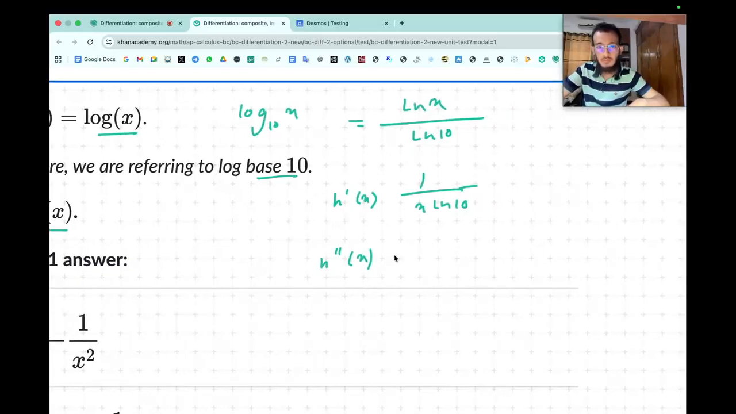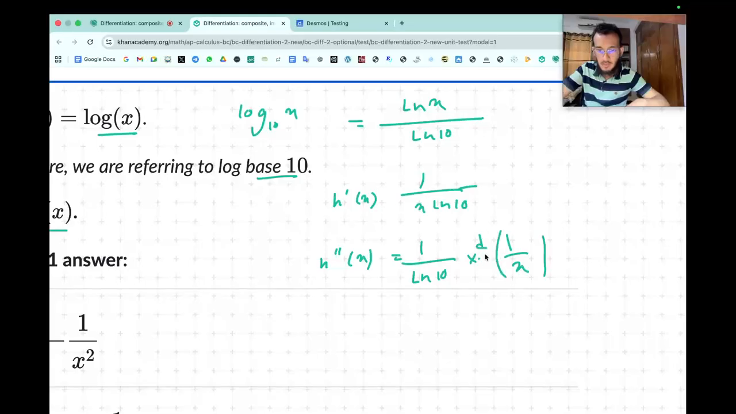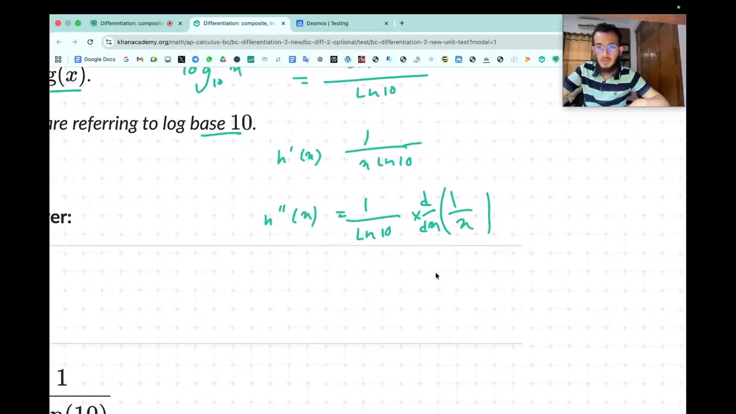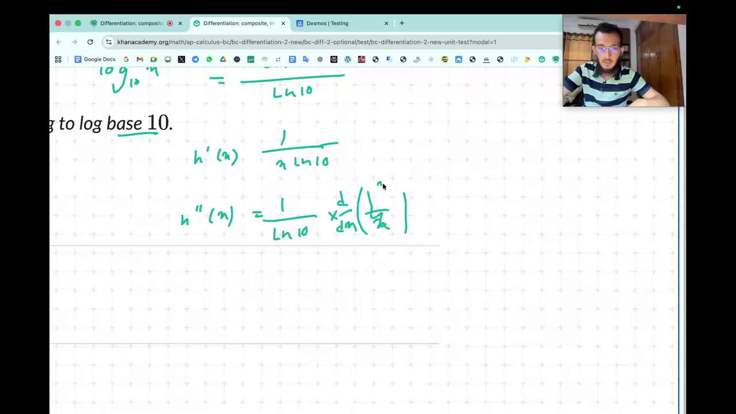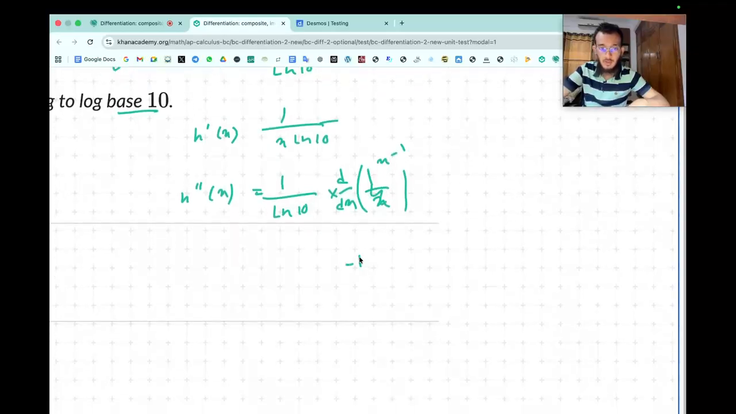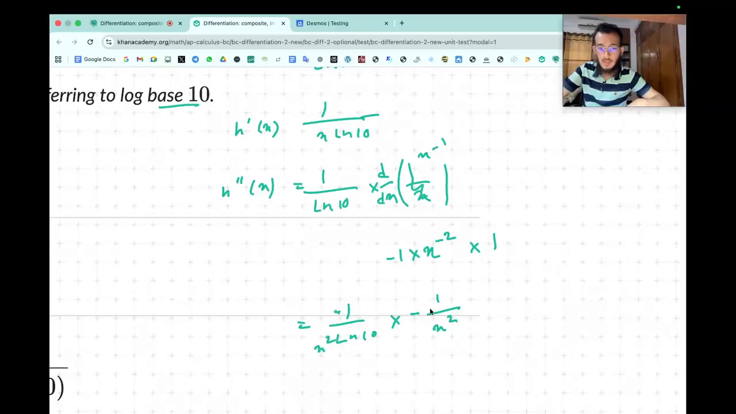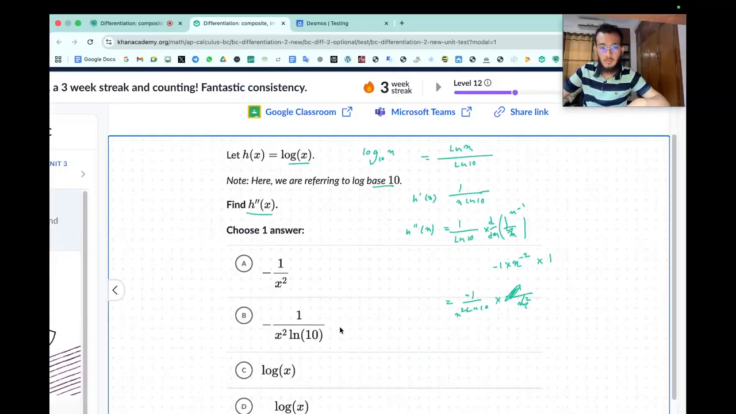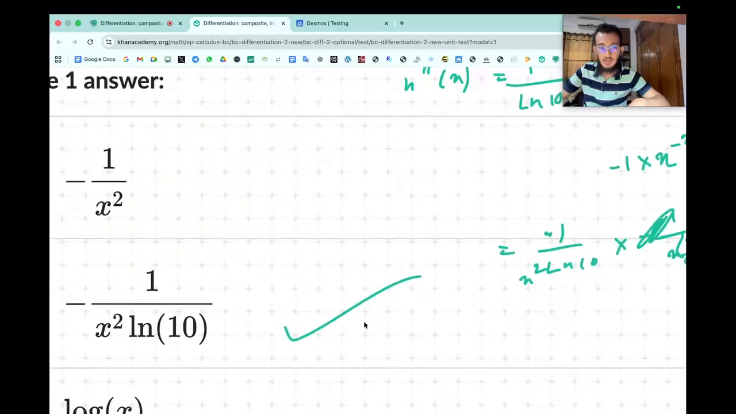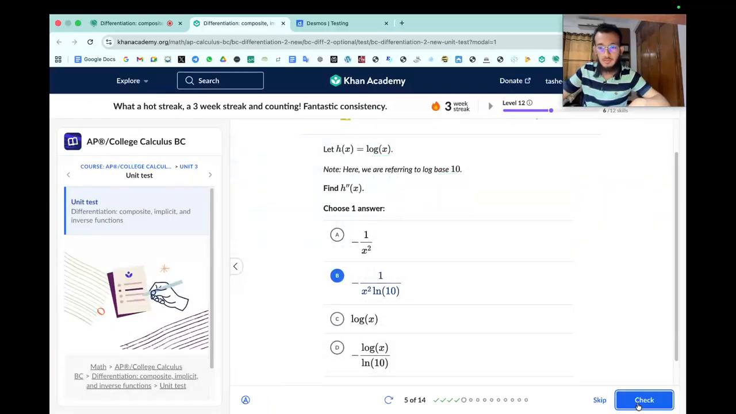Well, we can factor out ln 10, and we are only left with 1 upon x. So if we differentiate this, it is the same as differentiating x to the power minus 1, right? So x to the power minus 1 comes down, multiplied by x to the power minus 2 because you reduce the power by 1, times 1. So 1 upon ln 10 times negative 1 by x squared. So ultimately this is negative 1 upon x squared times ln 10. This B is our correct answer.